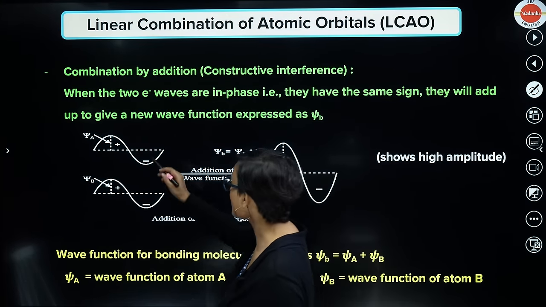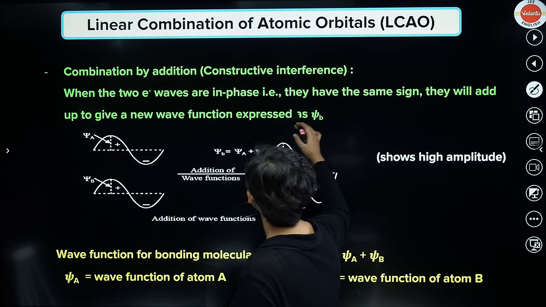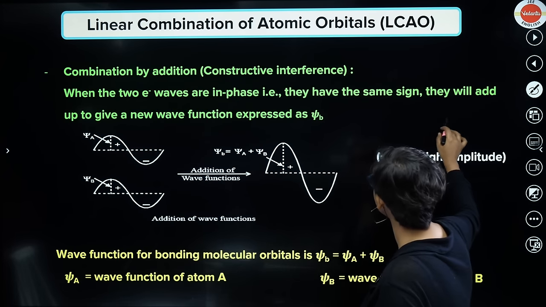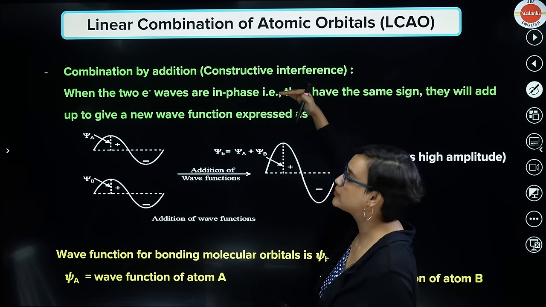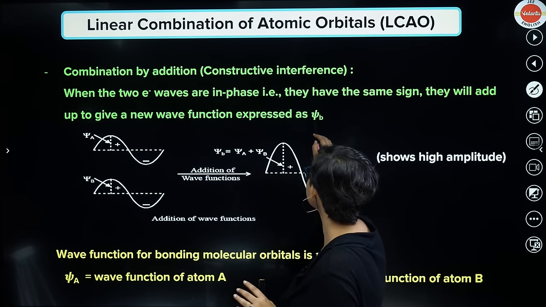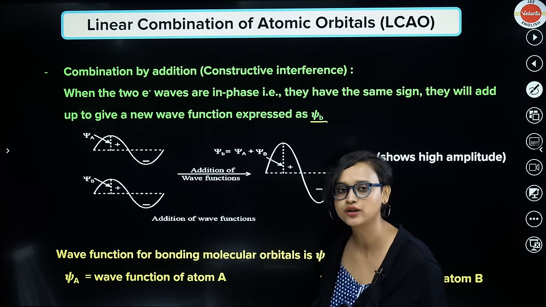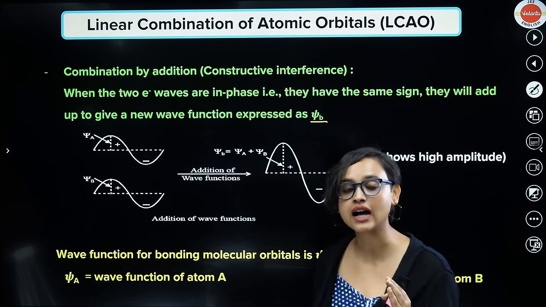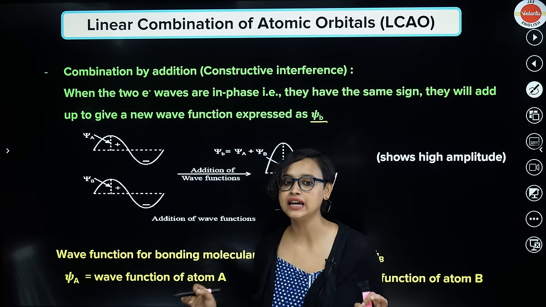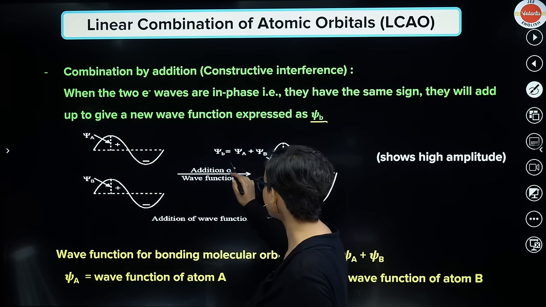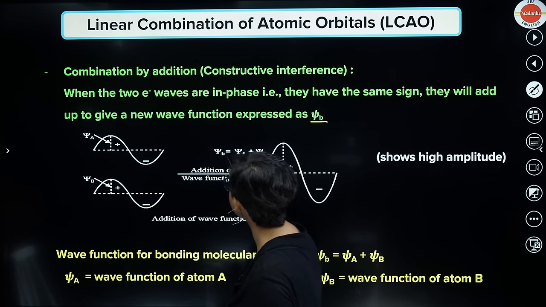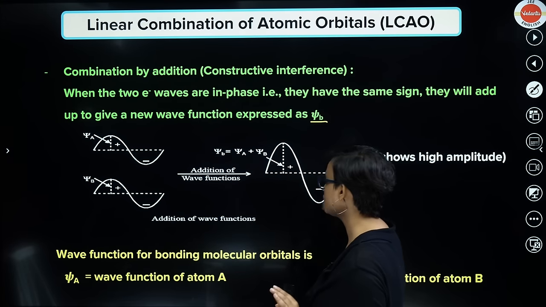So when the two electron waves are in phase, that is positive and positive, they will give rise to the same sign, but it is going to be a bigger wave function. That we are going to call psi b, because this is our linear combination of atomic orbitals. We are going to do LCAO. So if this is your psi A and this is your psi B, we are going to call it psi B. Addition of wave functions has happened.